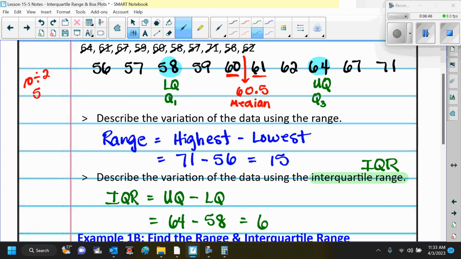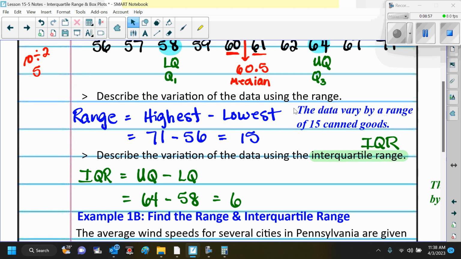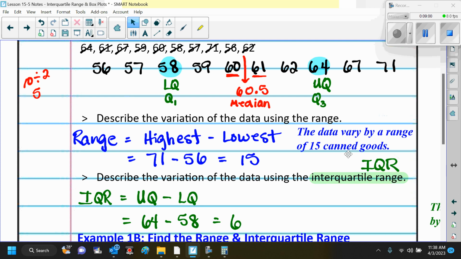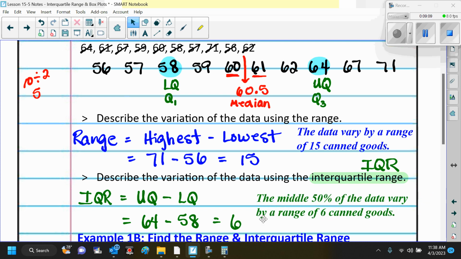So what does that mean? Okay, so that means that for the range, what that tells us is that all of this data varies by a range of 15 canned goods. And the interquartile range tells us that the middle 50% of the data varies by a range of 6 canned goods. So when it tells you to describe, you need to make sure you write your actual sentences, okay?